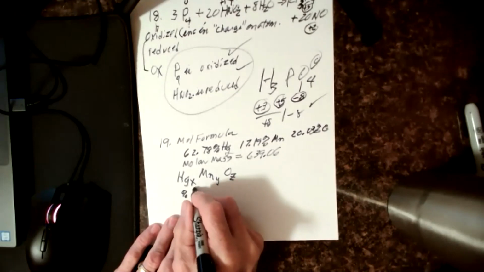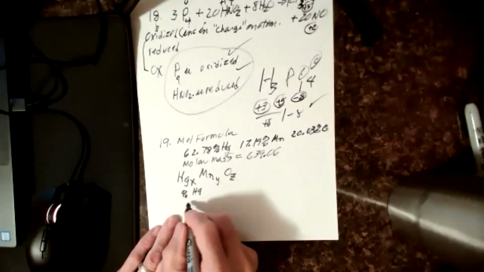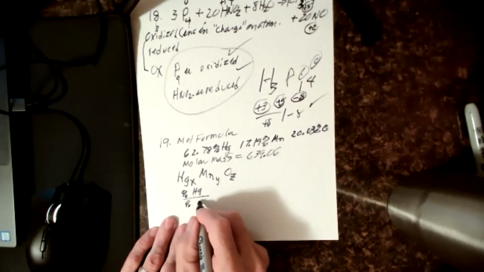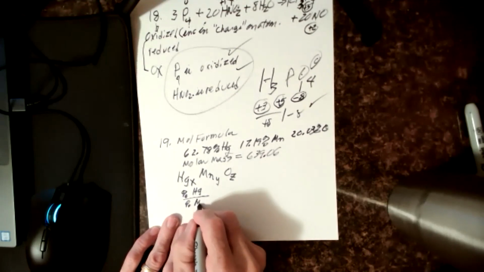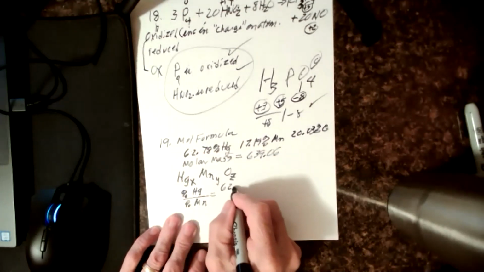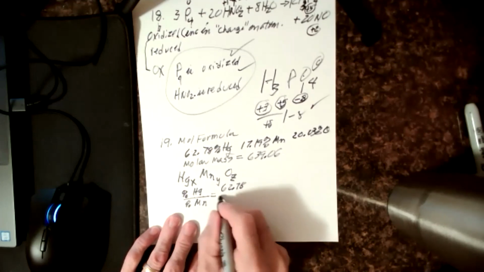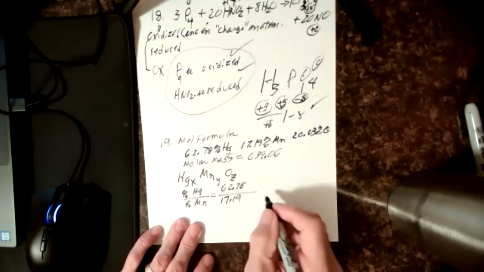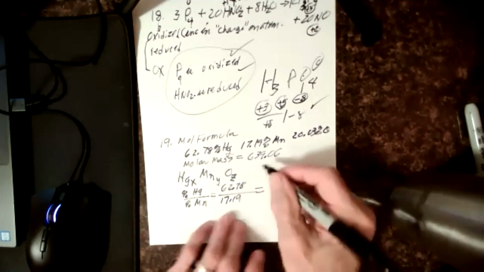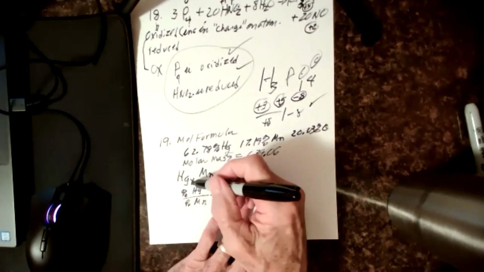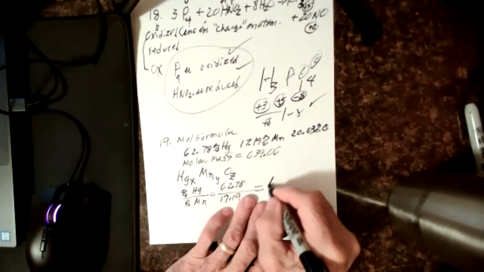I'm going to do Hg, and I'm going to ratio that to the second one I've got, the percent of Mn. And in the problem, this number is 62.78. This number is 17.19. Now, I'm looking at the mercury. How much mercury is in my compound? X of them. I've got X.